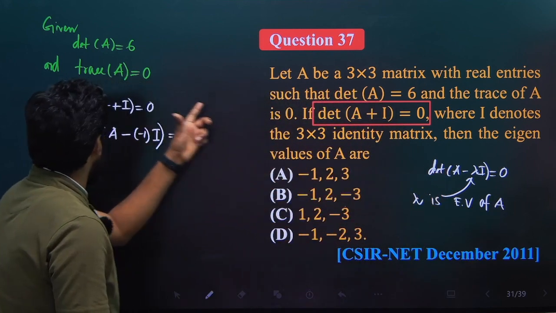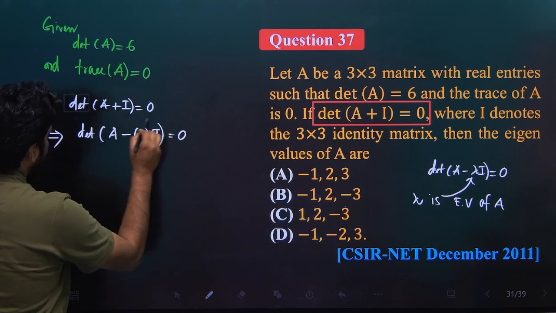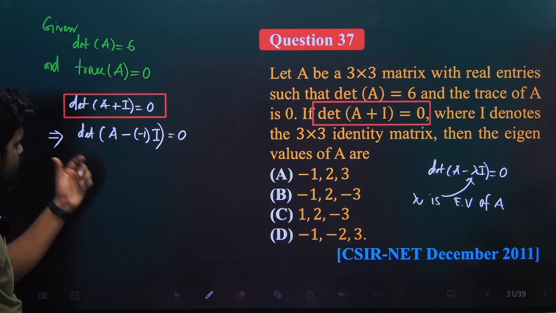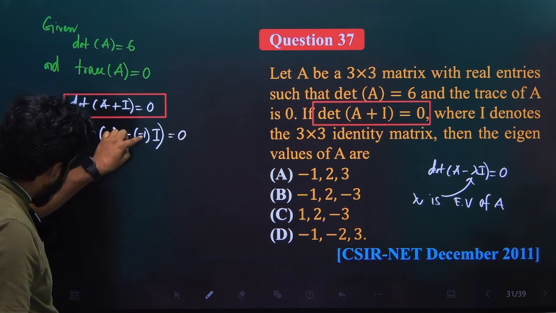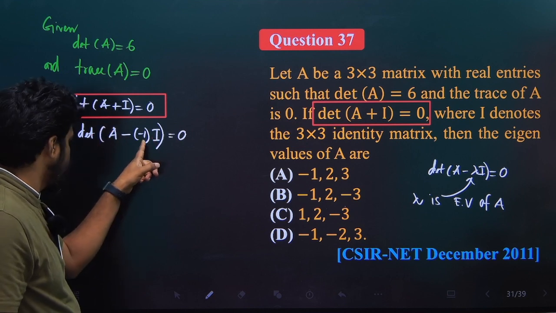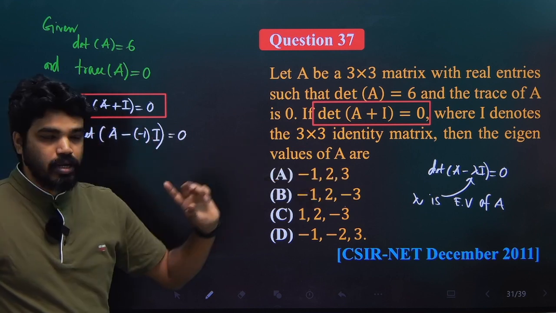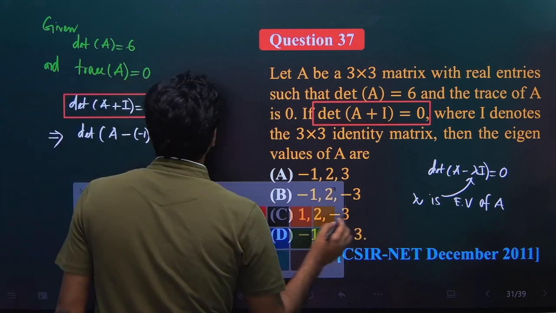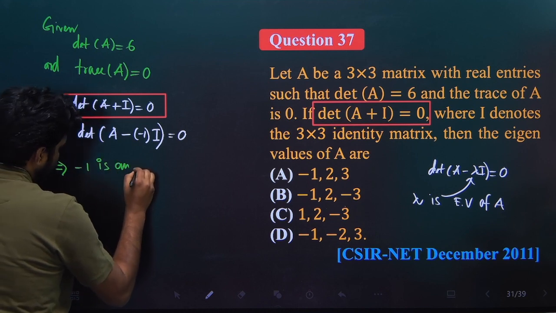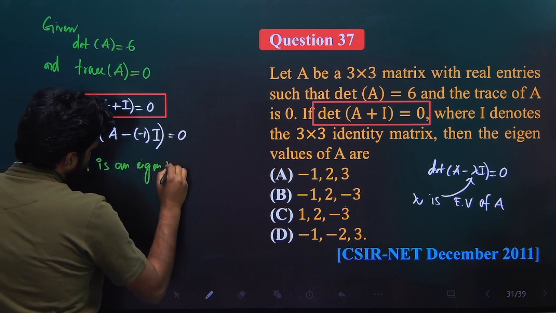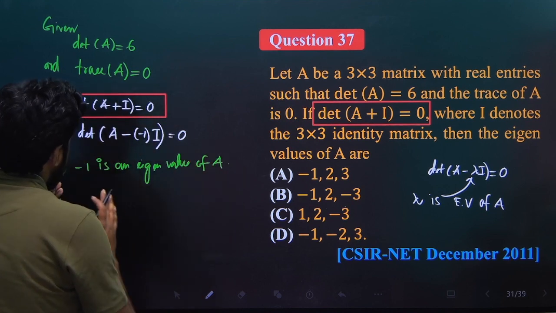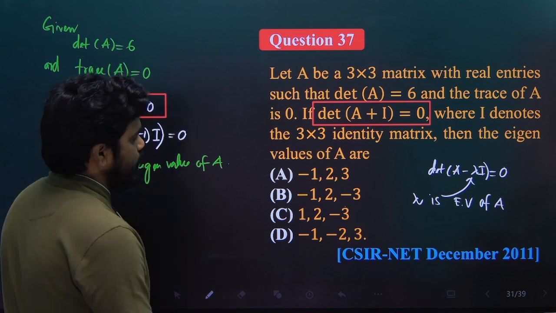So here it is given that determinant A plus I is equal to 0. That means lambda is -1. So we conclude that -1 is an eigenvalue of A. So we get one eigenvalue.